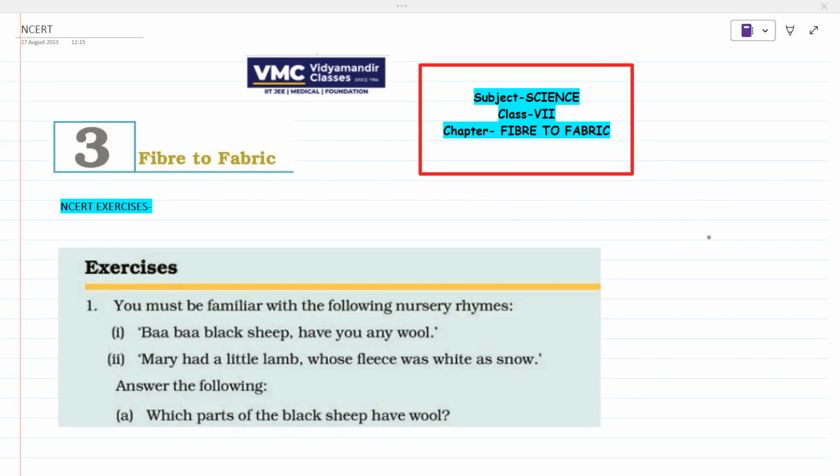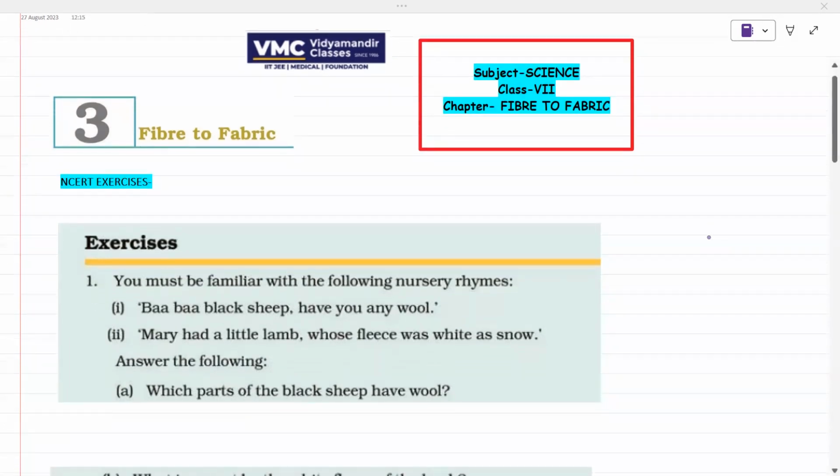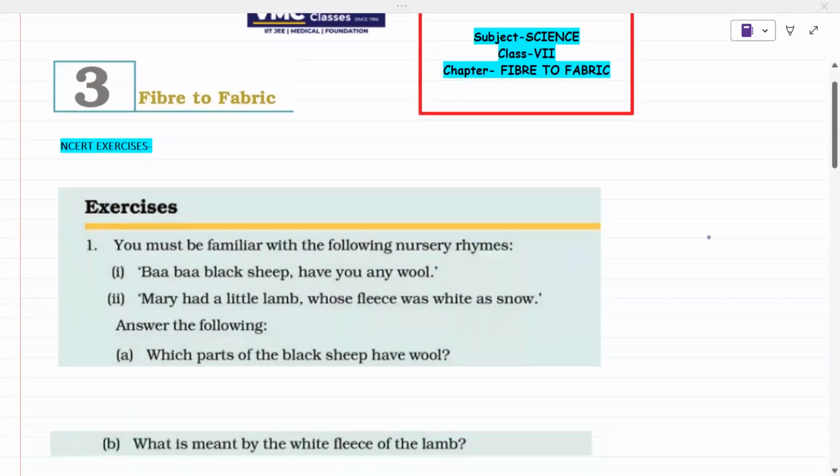Question number 1 is: you must be familiar with the following nursery rhymes. Number 1, Baa Baa Black Sheep, have you any wool? Second, Mary Had a Little Lamb, whose fleece was white as snow. So now, based on these nursery rhymes, let us answer a few questions.